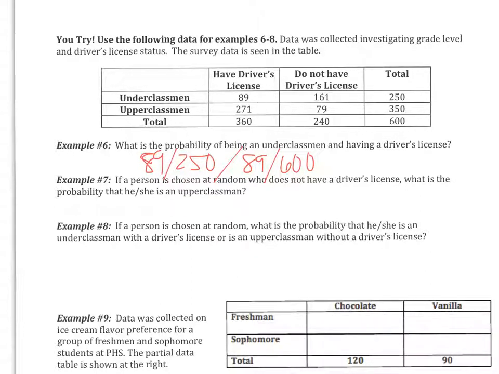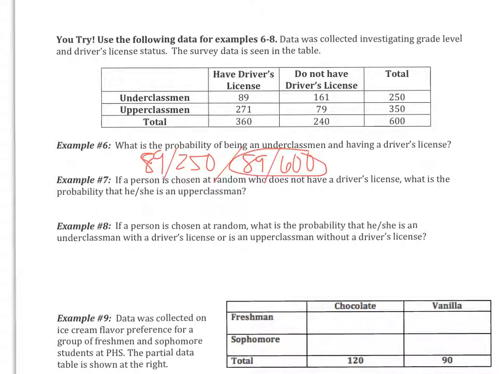89 out of 600? Okay, what is the probability of being an underclassman and having a driver's license? So we all agree on the 89 part. We don't agree on the denominator, though. So the question is, are we looking at everyone, or are we looking at just a subset? There's nowhere that it says, looking at this group of people, or if a person is chosen from this group. So we're looking at everyone. The answer is 89 out of 600.